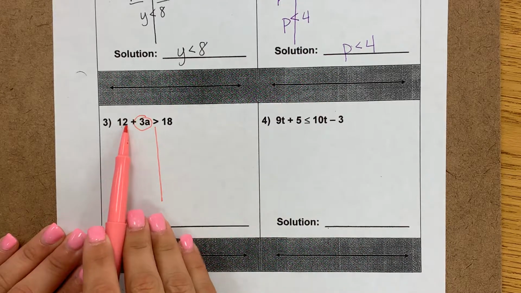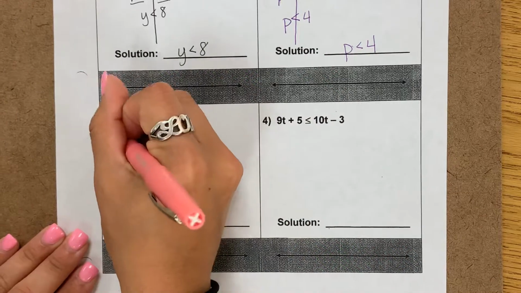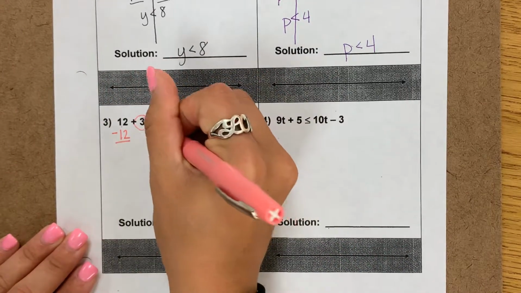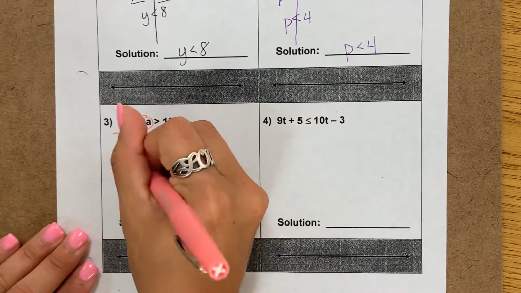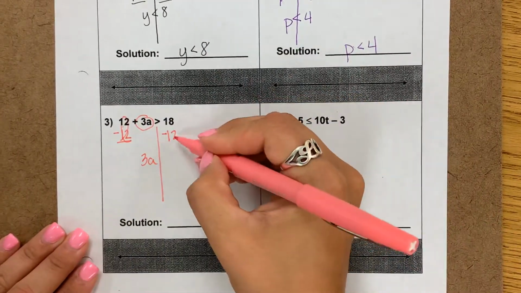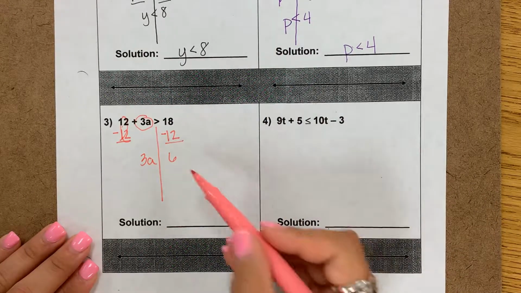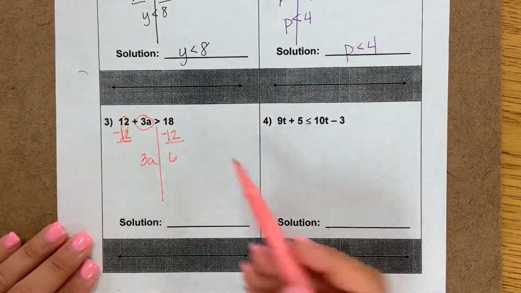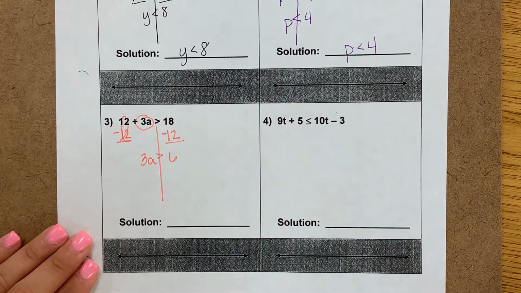Right now we have the 12 being added to the 3a and it's a positive 12. So the opposite would be minus 12. We have to do that to both sides. These are going to zero out, bring down the 3a. 18 minus 12 is 6. From here, notice I did not multiply or divide like we talked about earlier, so I'm going to keep my sign the same and bring it down.